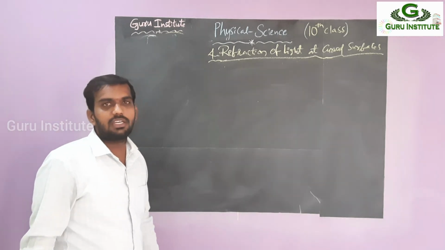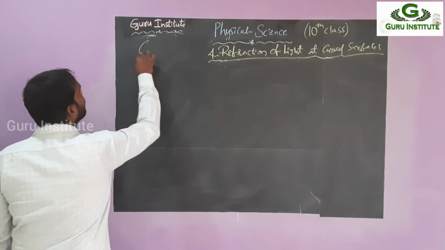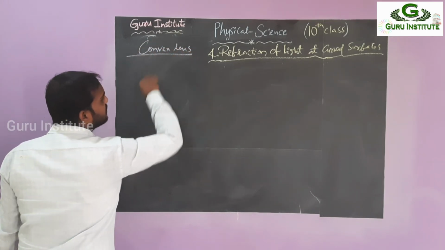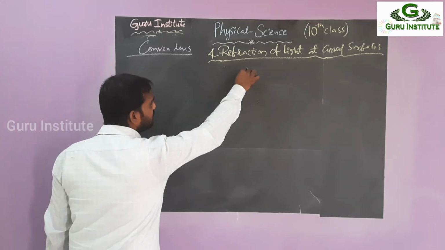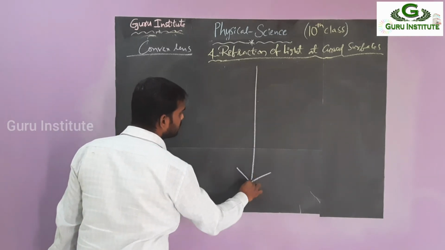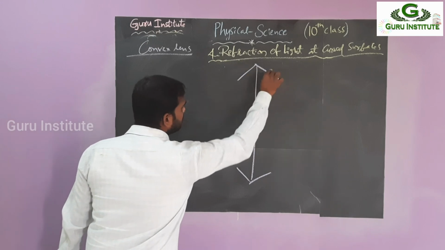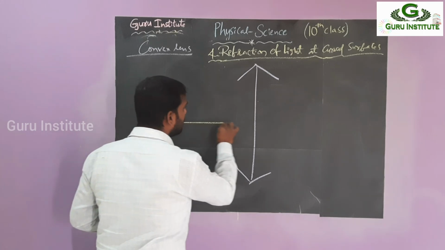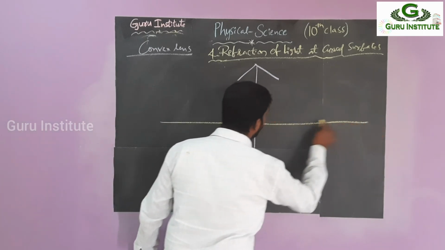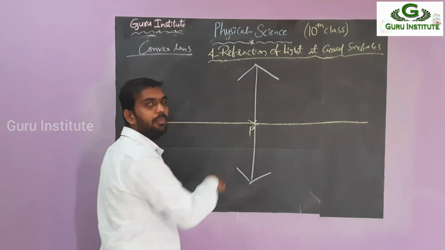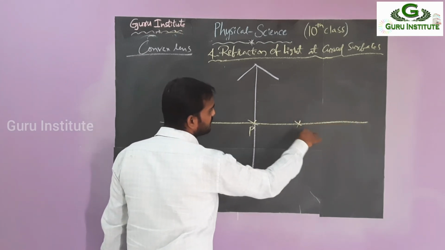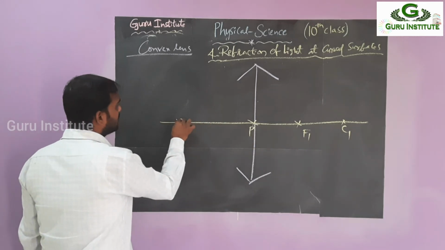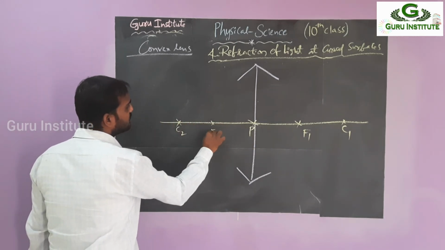Real images are formed by a convex lens. So for the convex lens, first we have to see the general picture. Both the lenses we have to see in this one. So convex lens, then what do we have to draw? This is the lens. And after that, we have to draw the principal axis and pole. On the right side we take the first center of curvature and focus 1, and on the other side center of curvature 2 and focus 2.